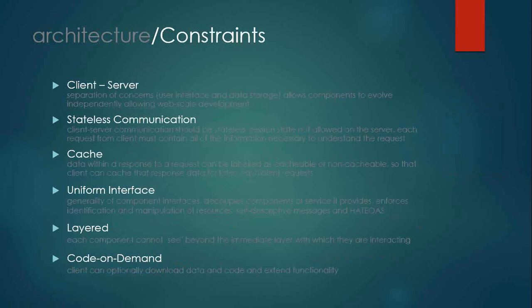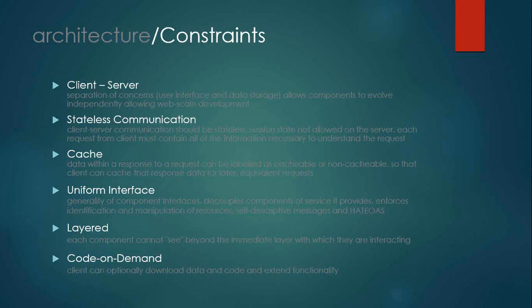So REST mainly lists 5 architectural constraints for network-based or distributed network systems. One is client-server. It is meant for separation of concerns. We'll see more in detail about that. Second, stateless communication. All your client-server communication should be stateless so that the scalability can be infinitely increased.